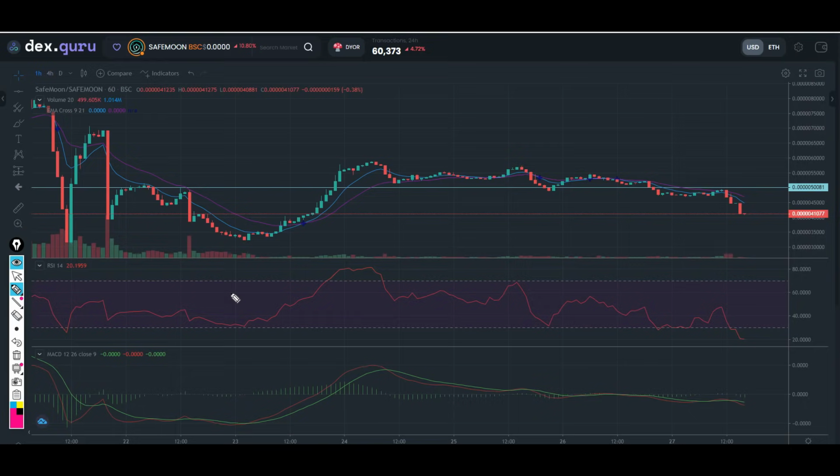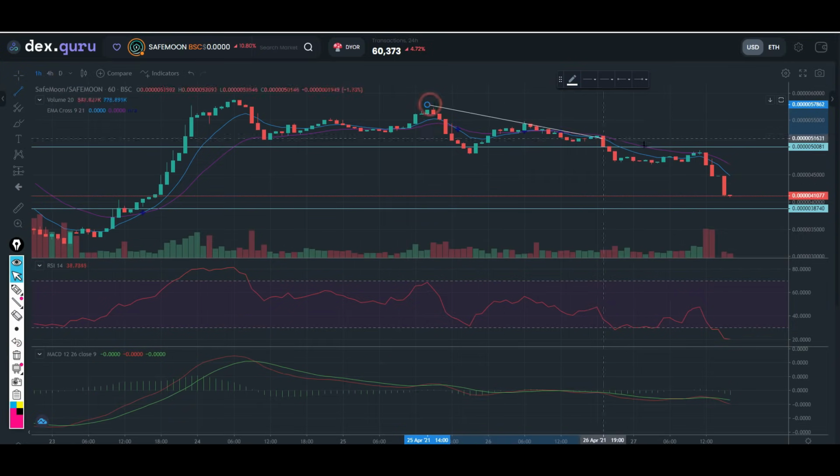But overall, if you step in right now, there's a very strong likelihood that you're catching a falling knife, because the next level of support is all the way down here, right over here. We still have a little bit more to drop. As we can see, we had support over here, support right over here, so there's still a little more room for Safemoon to drop before it really finds any meaningful support.